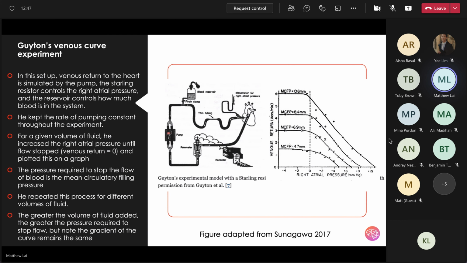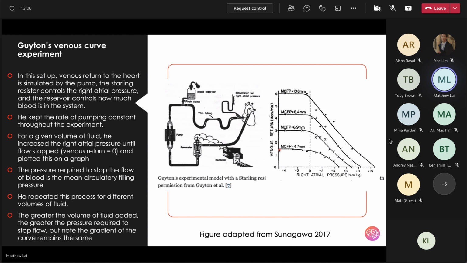And then for a given volume of fluid in the system, he increases right atrial pressure until flow stops. And he plots this on a graph. And that's what this graph is here. As you see, along the x-axis, we have right atrial pressure. And then on the y-axis, we have venous return.